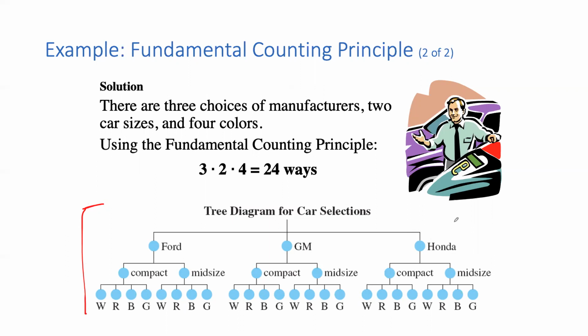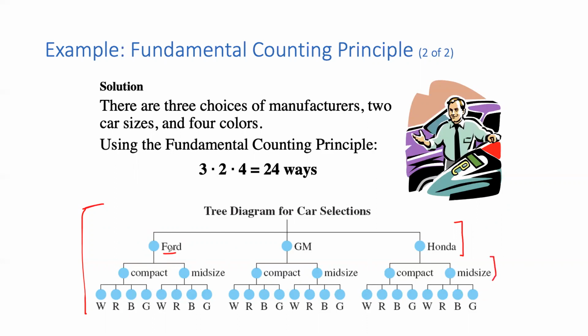On the first stage, I need to choose a manufacturer. So I can choose between Ford, GM, or Honda, and so I get these three branches of the tree. Once I've narrowed down to one of these three manufacturers, I have to choose a size. If I choose Ford, then I have to choose either a compact or mid-size car. If I choose GM, the same, and if I choose Honda, again I have to choose again. So there's a second step here.